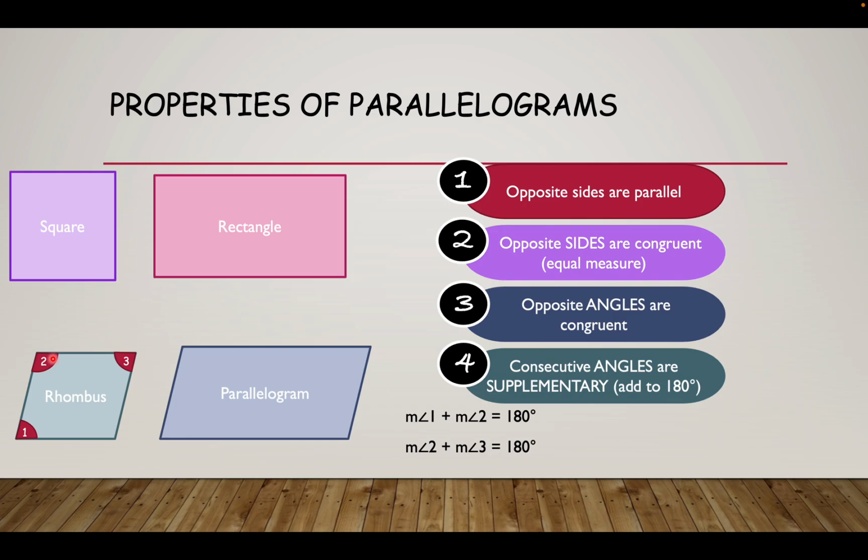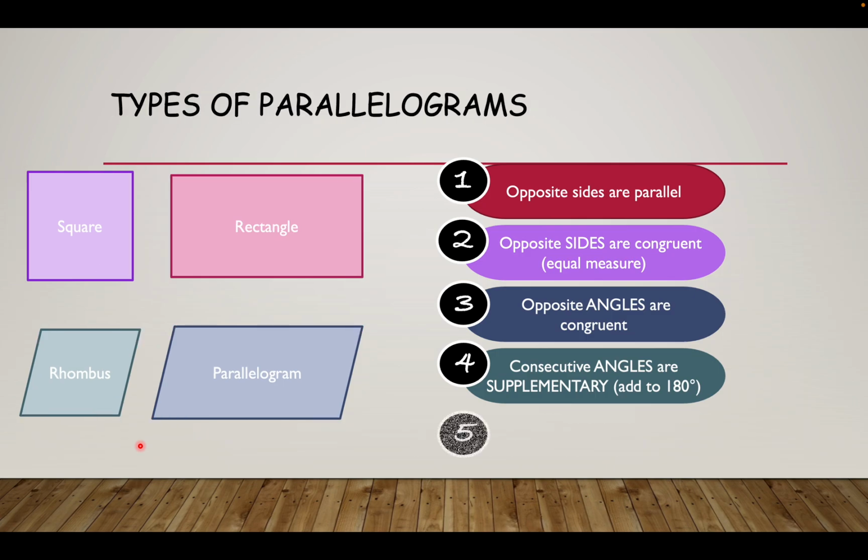Angle 2 plus angle 3 equals 180. Angle 3 and 4 are next to each other. They add to equal 180, and the same thing with angle 4 and angle 1. So as we go around a shape, consecutive angles are next to each other, and they add to 180. Square and a rectangle, they're all 90. It's pretty self-explanatory with those two shapes.